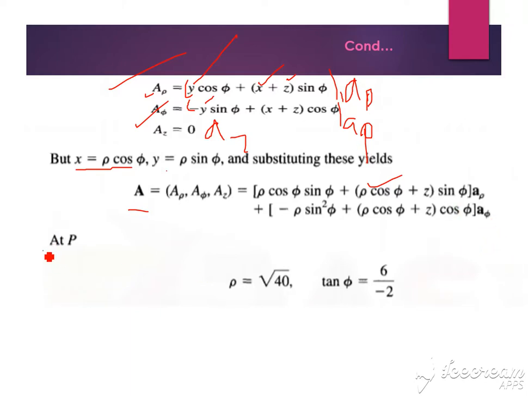So at P we can easily find the value for rho and tan phi. Already found from the point conversion, the rho value is nothing but root of 40, that is equal to around 6.3, already derived, and phi is equal to tan inverse of 6 by minus 2. From that we can find the angle is around 108.23.